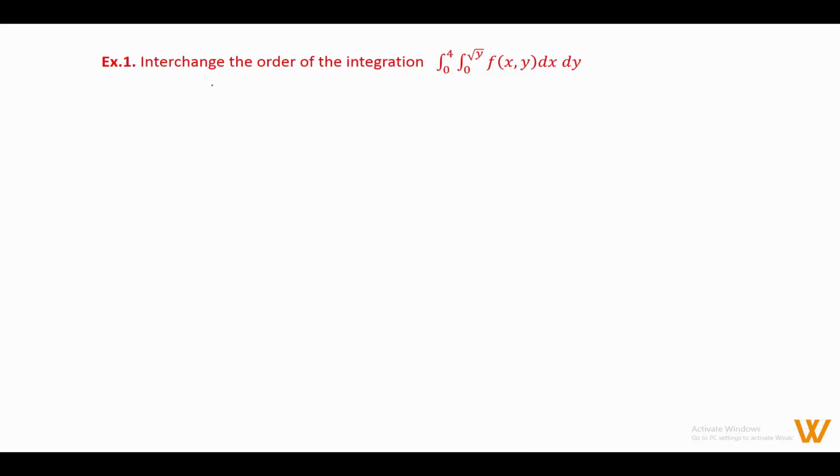Example 1. Interchange the order of the integration: integral 0 to 4, integral 0 to root y, f of x y dx dy. First check the order of the given integration and change this order. Given this order, forget this order, this is not a proper order. So for that, first check the order by using the given integration.